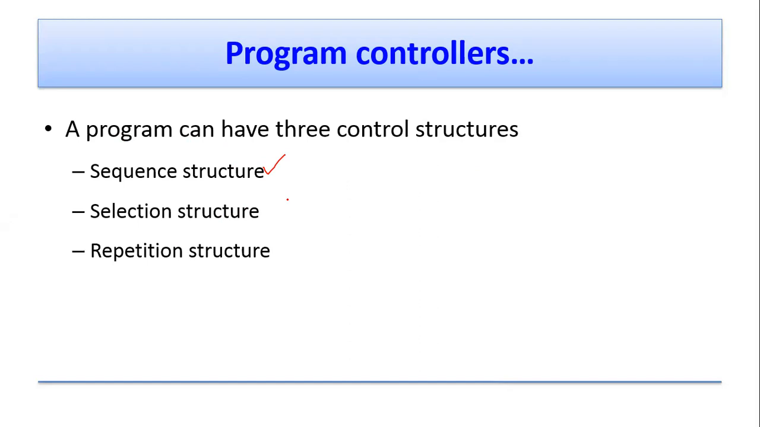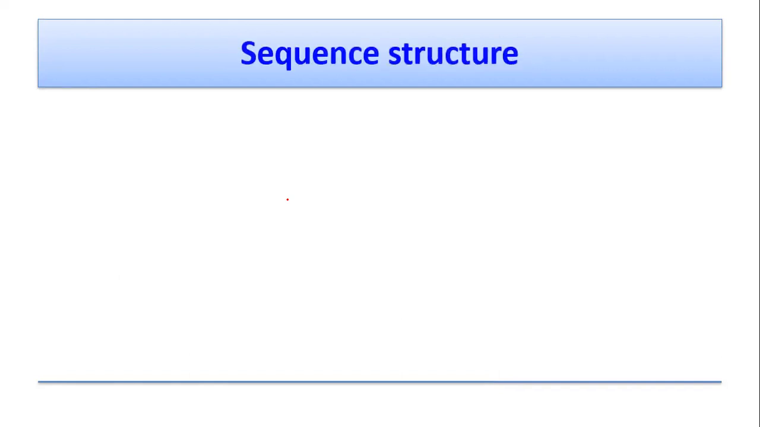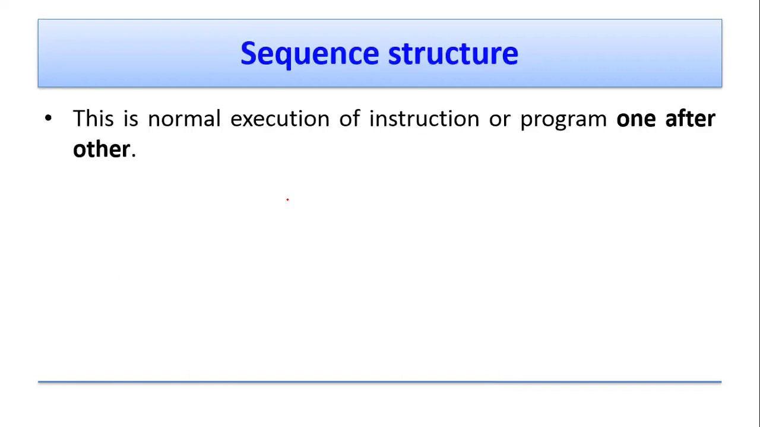And then repetition structures. Repetition means we have to do the same thing again and again. If you want to do the same thing again and again, we can use a repetition structure, which we call loops. The sequence structure is the normal execution of the instructions of a program, one after other: first action, second action, third action, likewise.